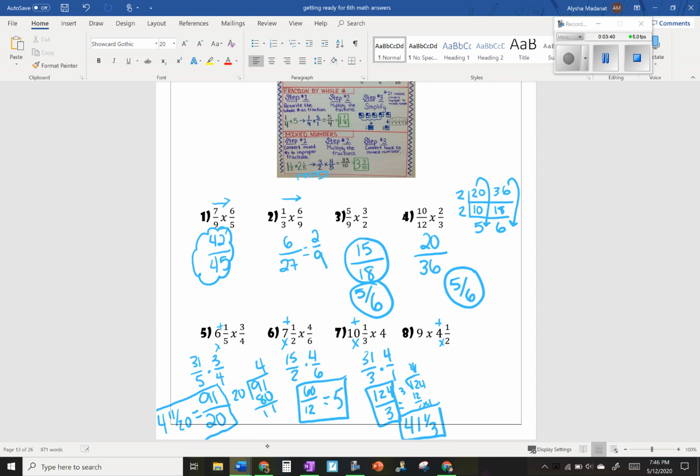Go ahead and do MAD and put that 1 under the 9, so you've got 9 over 1 times 4 times 2 is 8, plus 1 is 9 over 2. You've got 81 over 2 as your first answer. When you divide 81 by 2, you're going to get 40 and then a remainder, so your answer would be 40 and 1/2.